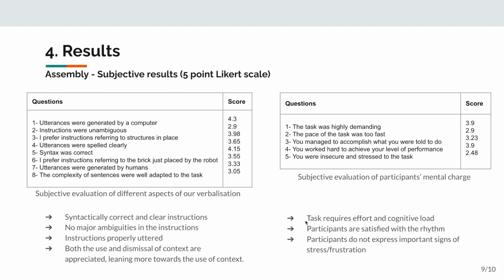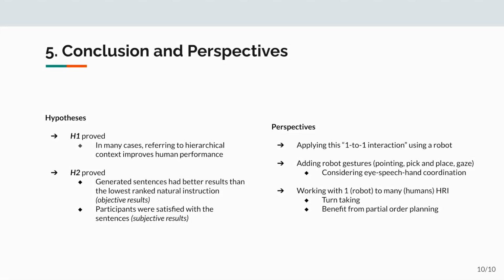As for the mental charge, the tasks required effort and cognitive load. The participants were satisfied with the rhythm and did not express important signs of stress or frustration. To conclude, both hypotheses were proven. In many cases, referring to hierarchical context improved human performance, and the participants were satisfied with the generated sentences that had better results than the lowest ranked natural instructions.